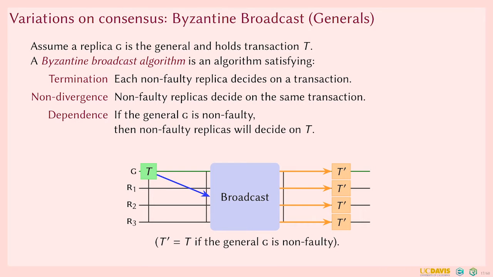Besides consensus, there are also, especially in theory, two variations of consensus that one typically sees, namely Byzantine broadcasts and interactive consistency. And the Byzantine broadcast problem basically changes the source of the transaction. It says there's not a client, but there's a general that has a transaction. And this general wants to broadcast it to all the other replicas. And if the general is correct, then all the other replicas will learn exactly the value that the general had. And otherwise, all other replicas will learn some value, but this value might not be the original value that the general has. And this is a slightly simpler problem than consensus.